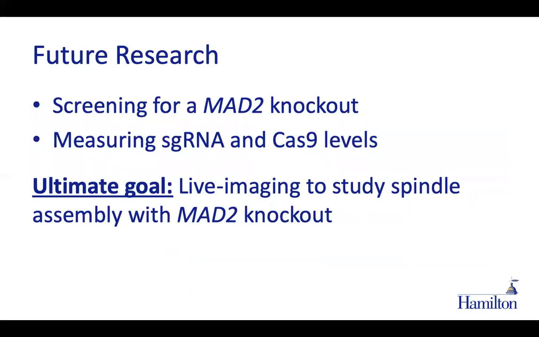In the future, screening for a MAD2 knockout should continue alongside the measurement of guide RNA and Cas9 levels, because it is possible that the expression levels of guide RNA and Cas9 differ between plants. The expression levels can differ between transgenic plant lines, even though they are genetically identical, because the transgenes could have different epigenetic marks that impact expression. So, by measuring expression level, we can select plants with higher expression levels of the guide RNA and Cas9 components, since they could be more likely to generate a MAD2 knockout.